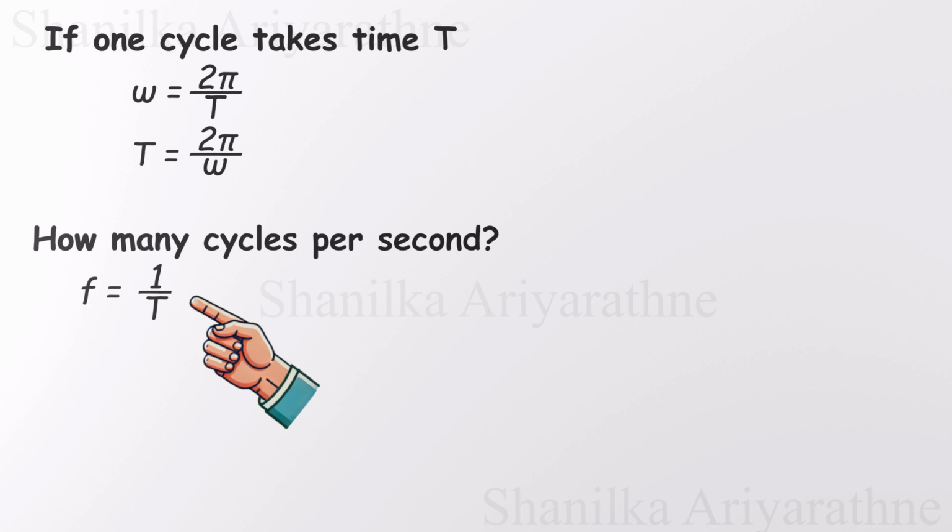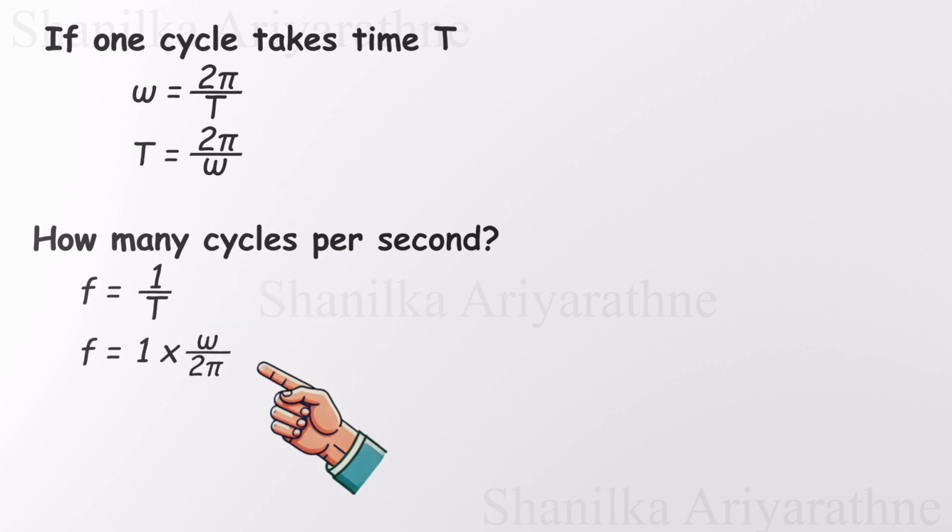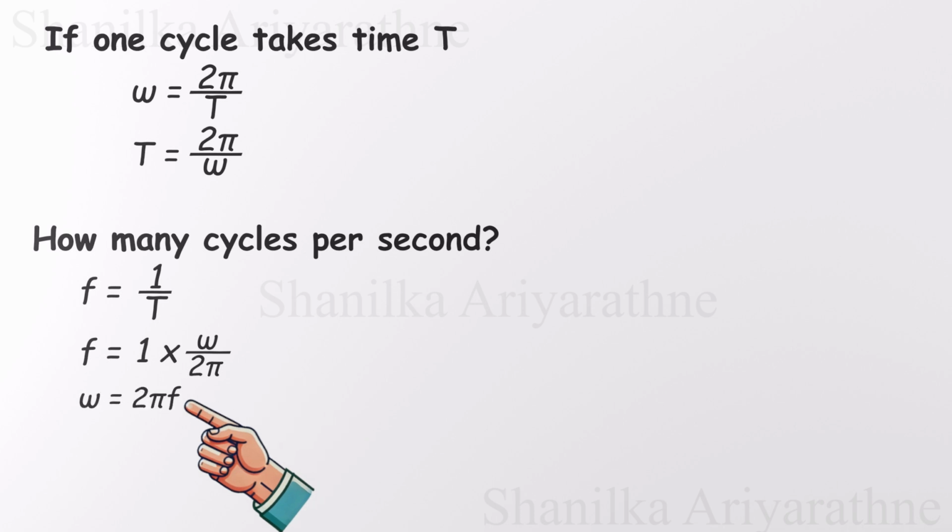Earlier, we found that T equals 2 pi divided by omega. Plugging that into our frequency formula gives frequency is omega divided by 2 pi. Rearranging that gives us a super useful relationship. Omega is 2 pi times f. This equation links angular velocity with frequency, an essential connection when describing any sinusoidal wave.